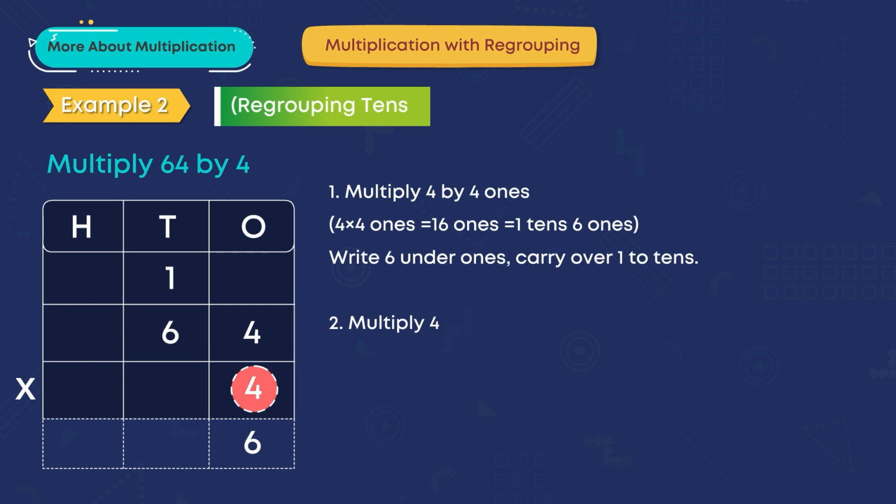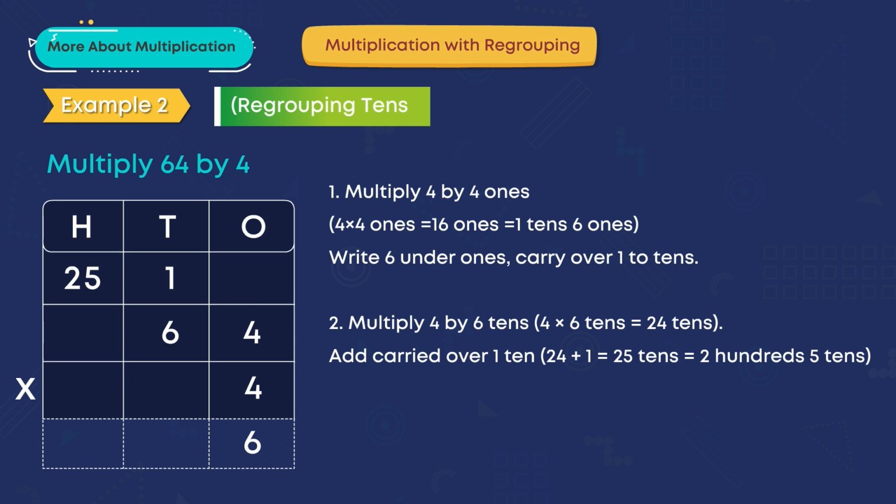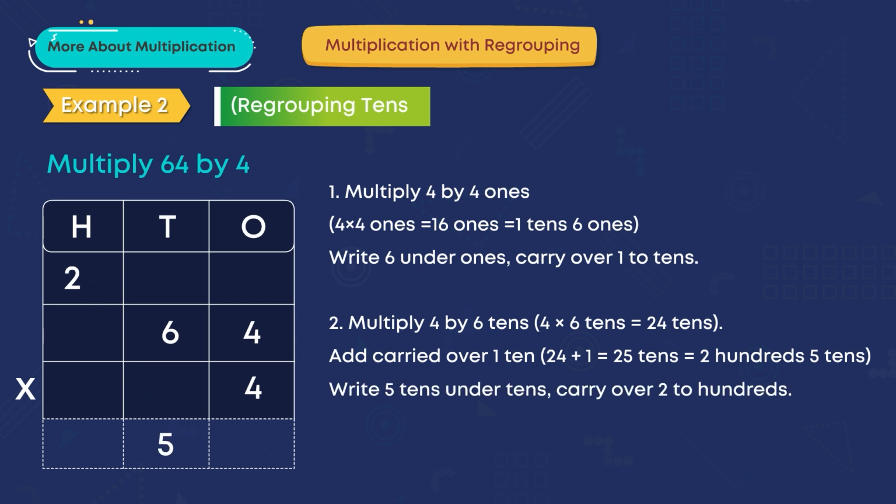Multiply 4 by 6 tens. 4 times 6 tens is equal to 24 tens. Add carried over 1 ten. 24 plus 1 equals 25 tens is equal to 2 hundreds 5 tens. Write 5 tens under tens. Carry over to hundreds. Write 200s as 2 in hundreds.